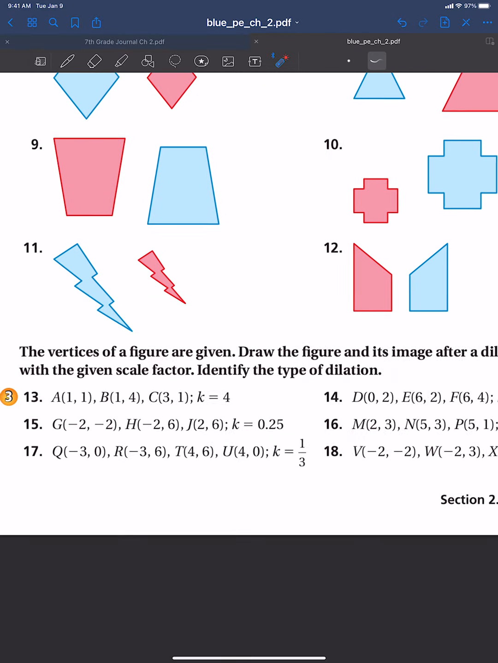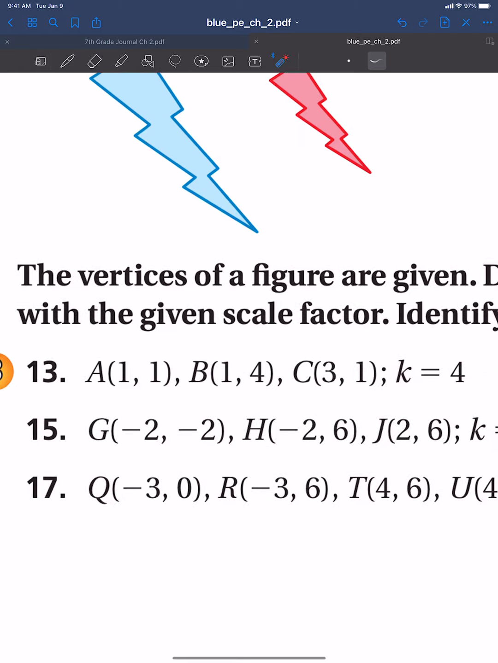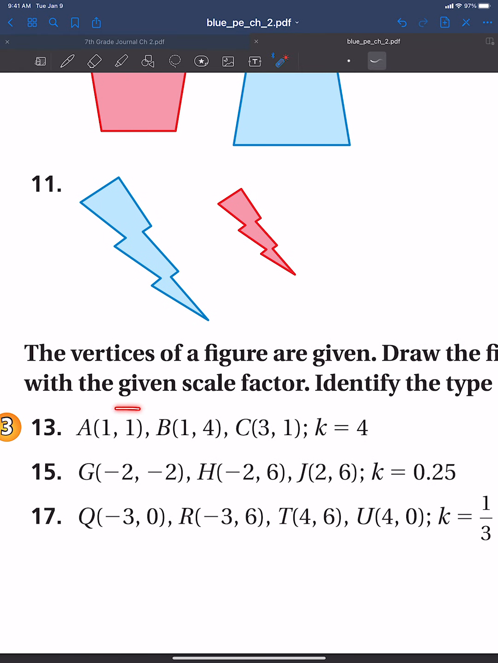Let's look at 13, 14, 15, 16, 17. We're not going to do too many of these problems, but I just want to show you how you would. A, B, C, those are the coordinates. The scale factor is 4. Remember, K is the scale factor. All you're going to do is take that 4 and multiply it to each of the coordinates. So your new coordinates would be A prime is 4 comma 4, B prime would be 4 comma 16, C prime would be 12 comma 4. That's all you do.